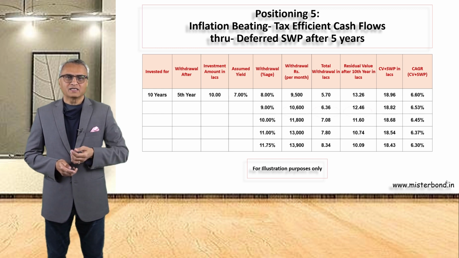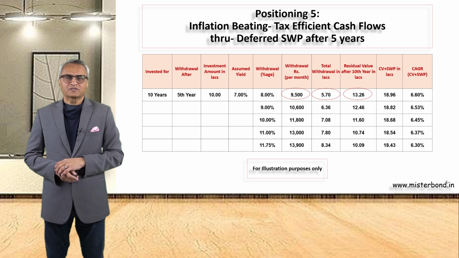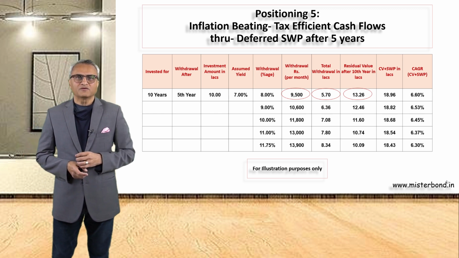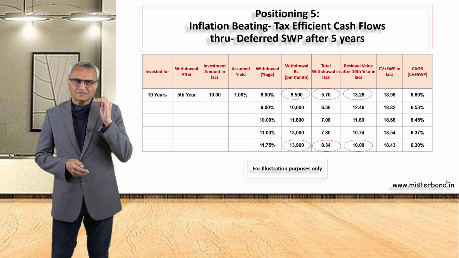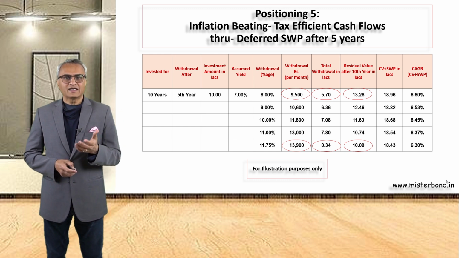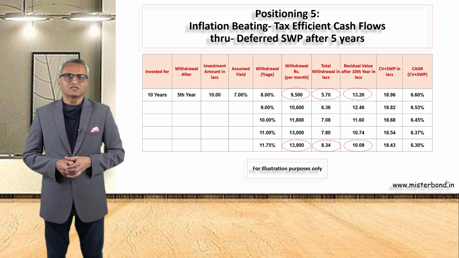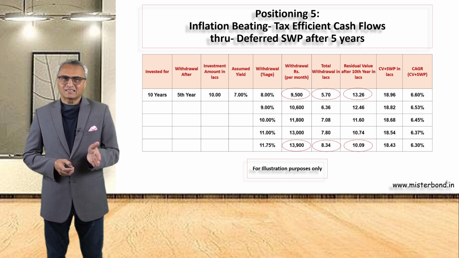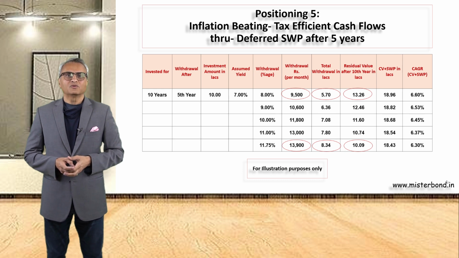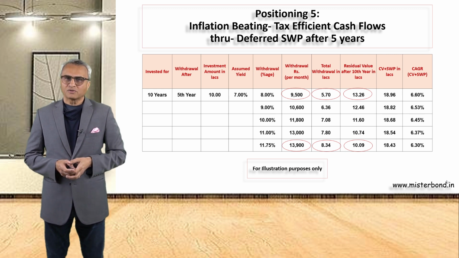Instead of 7%, let's assume they withdraw 8% per annum, which is 9,500 rupees. The residual maturity of that scheme will be 13.26 lakhs. They can withdraw as much as 11.75% per annum, which is 13,900 rupees per month. In that sense, naturally the residual maturity value will be on the lower side, in this case 10.09 lakhs.